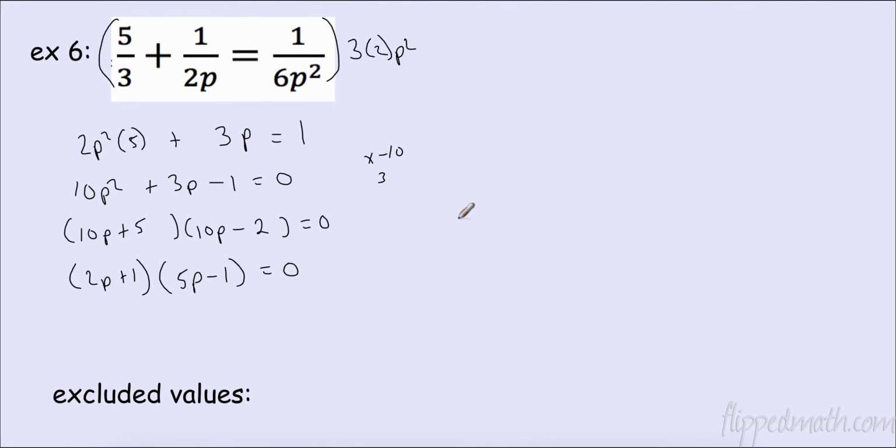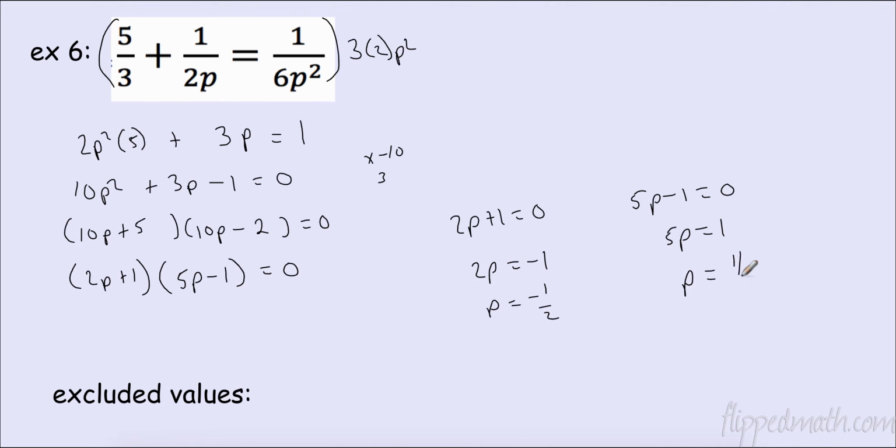Set each equal to 0, so 2p plus 1 equals 0, or 5p minus 1 equals 0. Subtract 1, 2p equals negative 1. p would equal negative 1/2. Over here, add 1, 5p equals 1. Divide by 5, p would equal 1/5.